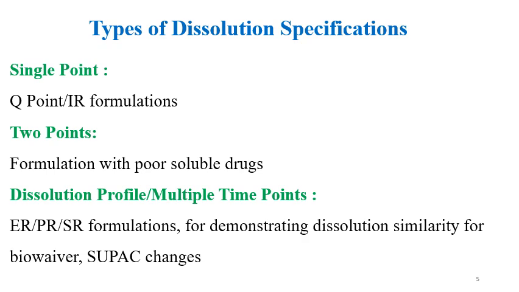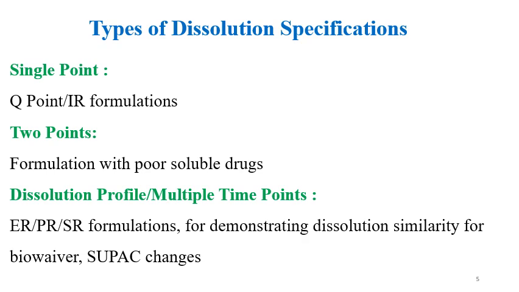Then 2 point dissolution specification is given for formulations which contain low soluble APIs, so that you need to control the dissolution at 2 points. For example, around 50% or 40% dissolution at one time point, and at the second time point you get around 80% or complete dissolution. I have made a separate video on 2 point dissolution, so you can visit it and get a good idea about 2 point dissolution specification. Then dissolution profile or multiple time points.